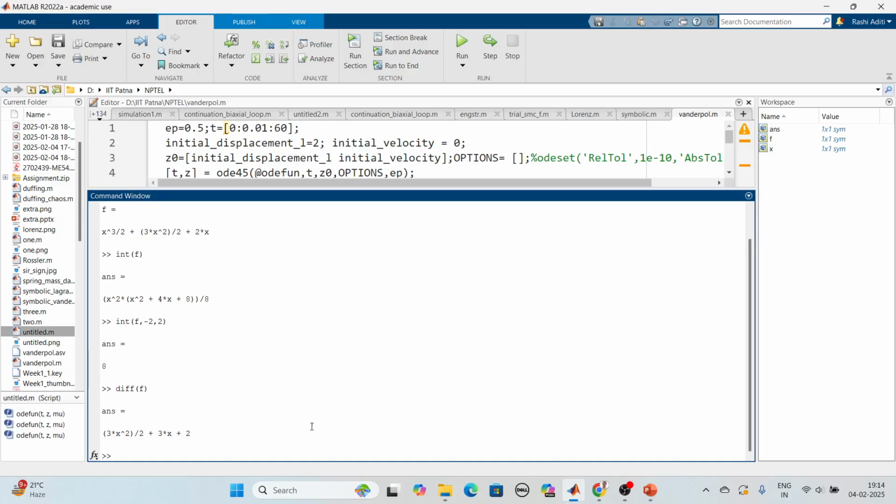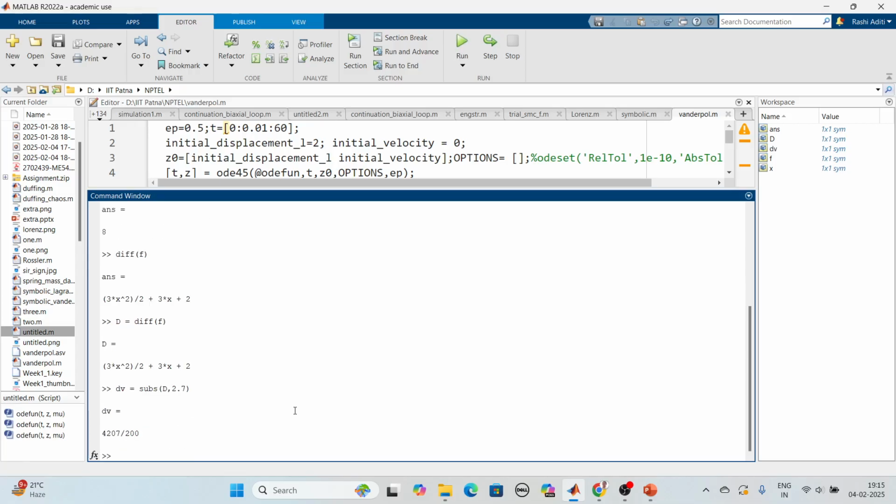Now I want to evaluate the value. Let us define the diff of f as a variable capital D. I got the differentiation. Now I use the command subs again to evaluate the value of the differentiation at 2.7. So dv, the value of derivative, is equal to subs capital D, comma 2.7.